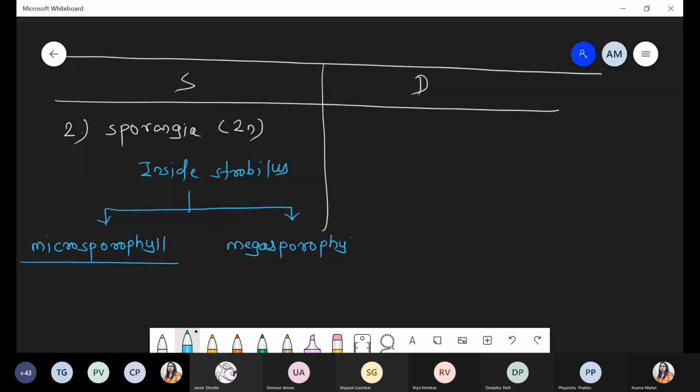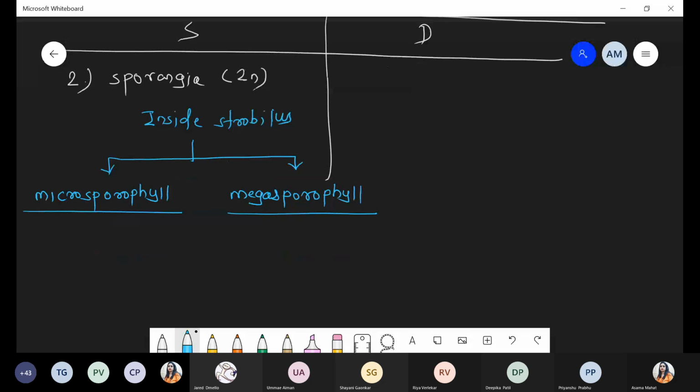And you know very well, whenever we are talking about the microsporophyll, it means that we are talking about male gamete. Micro means what? We are talking about the male gamete. And this male gamete is also called microspore. And the ploidy level of the microspore is haploid, because the microsporophyll consists of the microsporangia. Microsporangia produce the microspore mother cell. Microspore mother cell undergoes the sporic meiosis. And finally, they produce the microspore, whose ploidy level is haploid.